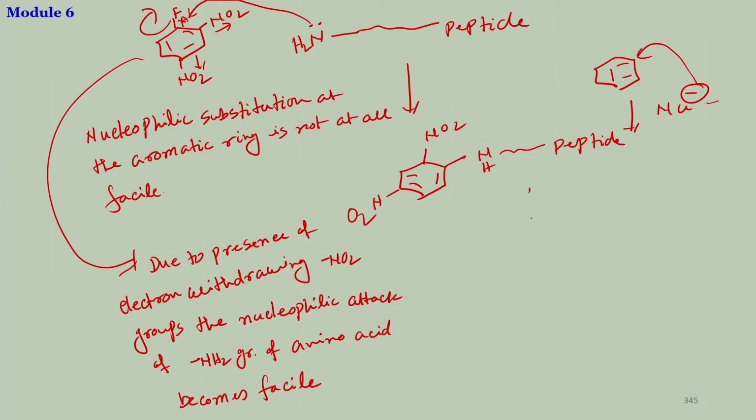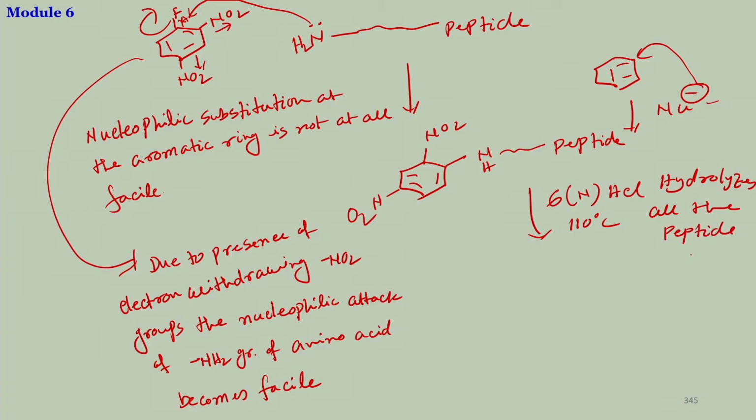Now, once you get your compound, how do you know the identity of the N-terminal? You go back to the previous method: 6 normal HCl, complete hydrolysis at 110 degrees Celsius. If you treat this molecule with 6 normal HCl under heating conditions, it will hydrolyze all the peptide bonds, and you will be left with, I should draw this properly.